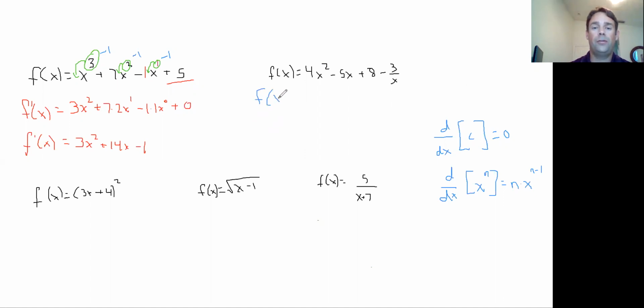All right, here we go. So f of x, and I'm going to rewrite this real quick here: 4x squared minus 5x to the first plus 8. Now, I'll be honest, I don't like having denominators, so I'm going to rewrite that as 3 times x to the negative 1. Everything becomes a power rule. So, again, every exponent goes in front.